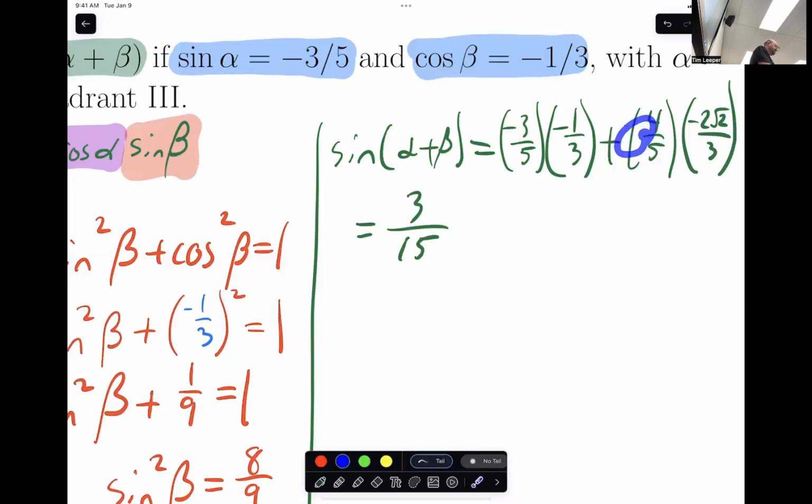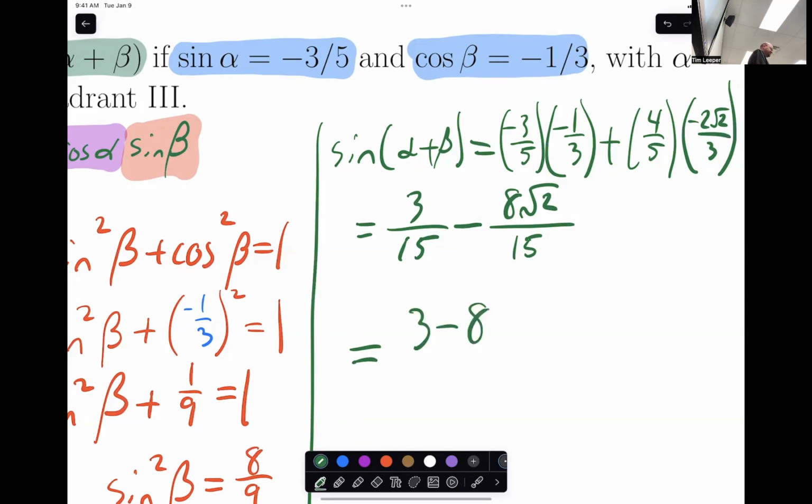Notice we have a positive times a negative, that gives us a negative. Nothing cancels there, so 4 times 2 is 8, and we still have that root 2 on there, so 8 root 2, all over 5 times 3 is 15. Good deal. So notice that we have a common denominator as a result, which means that we have 3 minus 8 root 2 all over 15. Simplify that if you could, but there are no common factors.